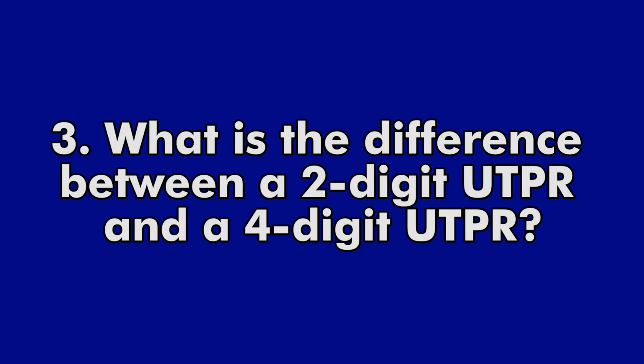What is the difference between a 2-digit UTPR and a 4-digit UTPR? 2-digit UTPRs are calculated on a quarterly basis. January, April, July, and October 1st, your 4-digit rating will be rounded down to create your 2-digit rating. That 2-digit rating is what's used to enter into sanctioned tournament events.